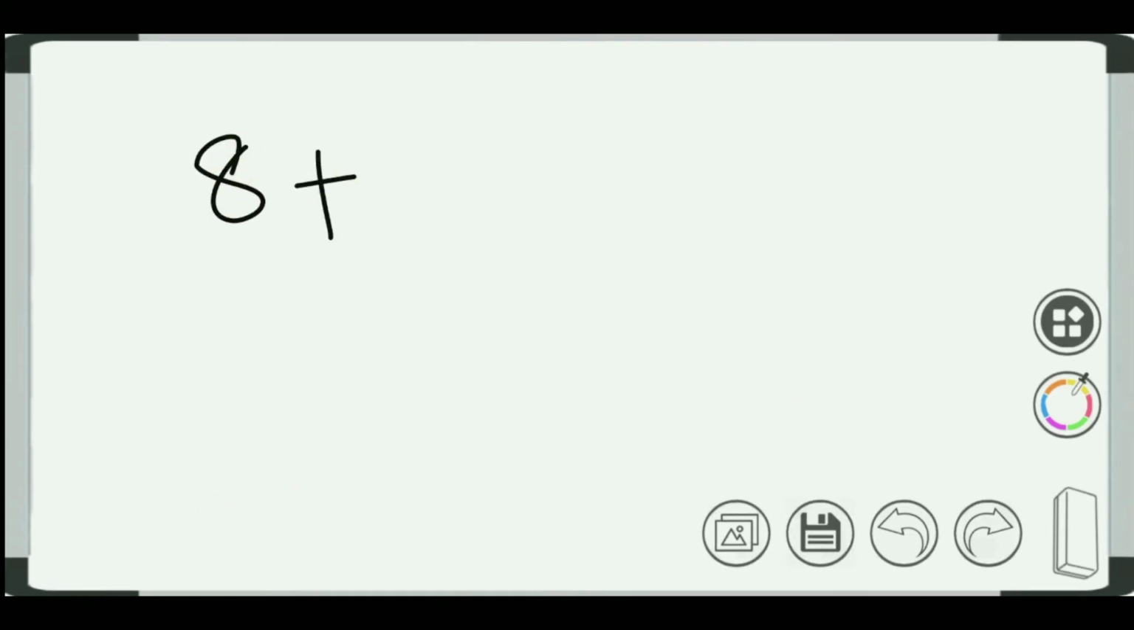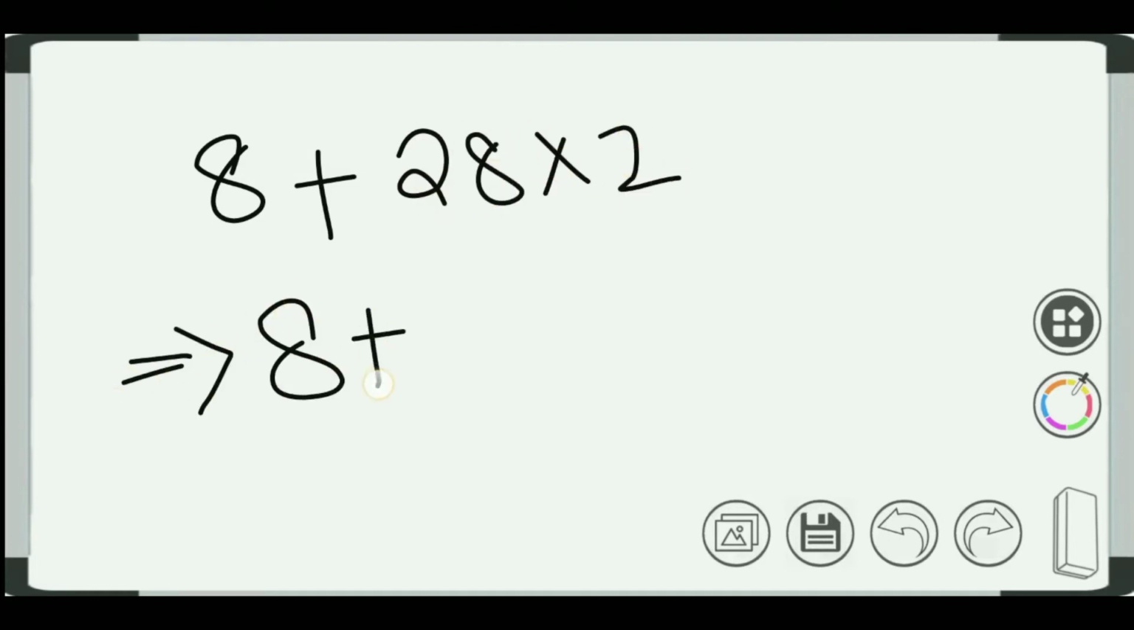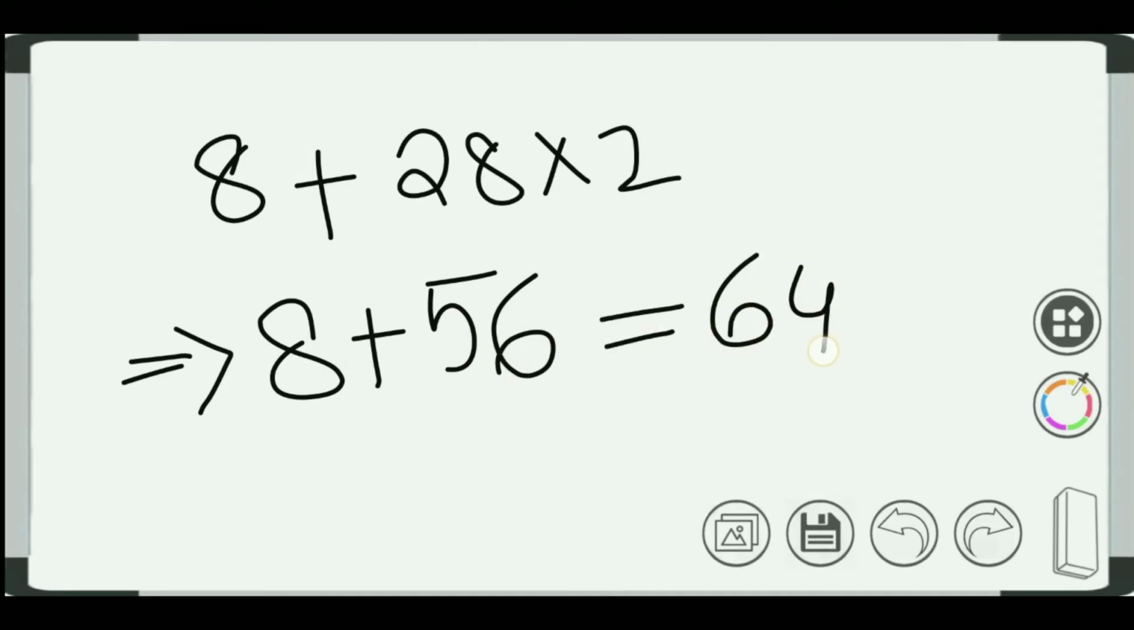8 plus 28 into 2 is equal to 8 plus 56. 8 plus 56 is equal to 64. So you can conclude your answer. Therefore, the 29th term is 64. Okay, now come to the next question.